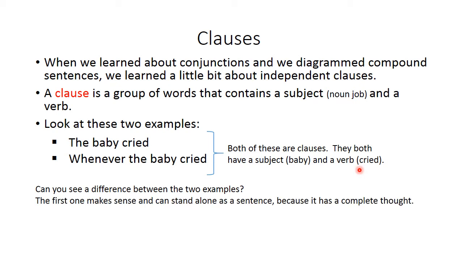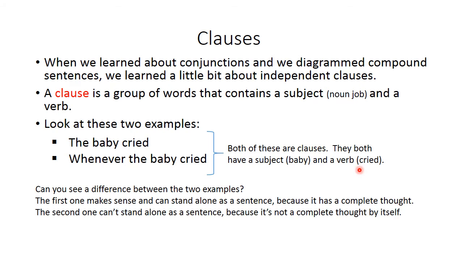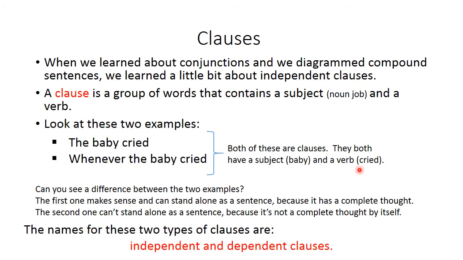The first one makes sense by itself and can stand alone as a sentence because it's a complete thought. The second one cannot stand alone as a sentence because it doesn't have a complete thought by itself. When you read "whenever the baby cried," you expect something else, because what do you mean whenever the baby cried? What happened whenever the baby cried? Whenever the baby cried, I would pick him up. Whenever the baby cried, I would feed him. What would happen whenever the baby cried? It's not a complete thought by itself.